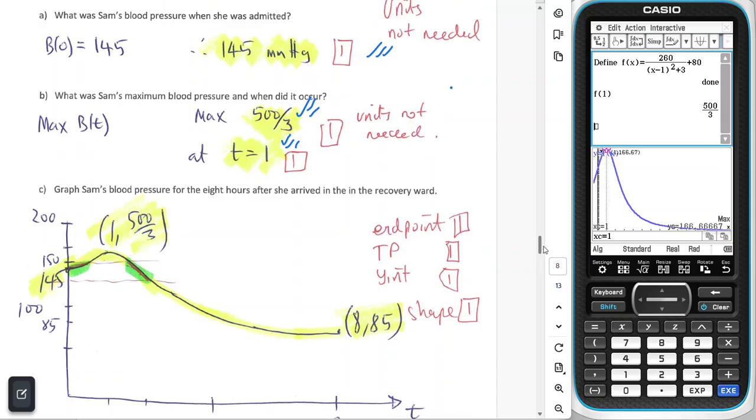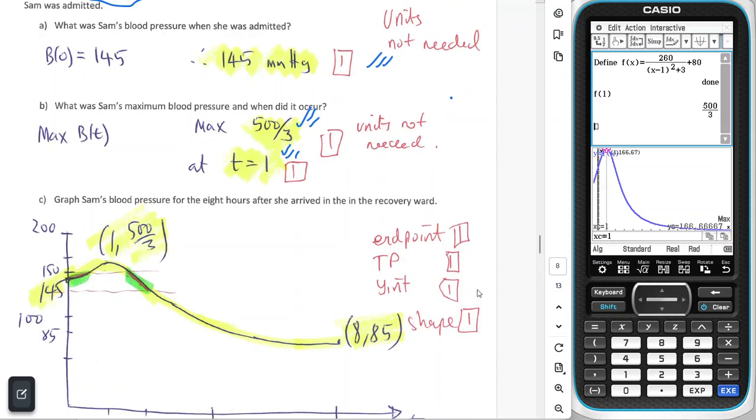And draw a graph. So for the first 8, I'm going to check f of 8, and f of 8 equals 85. So there's my end point, 8 equals 85, my highest point 1 and 500 on 3, and I know 145.